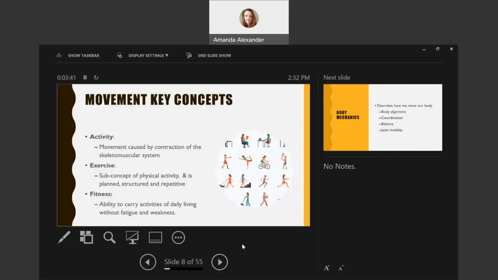Movement key concepts that we have to understand: activity is movement caused by contraction of skeletal muscles. Exercise is a subconcept of physical activity. It is planned, structured, and repetitive. Fitness is the ability to carry out activities of daily living without fatigue and weakness.